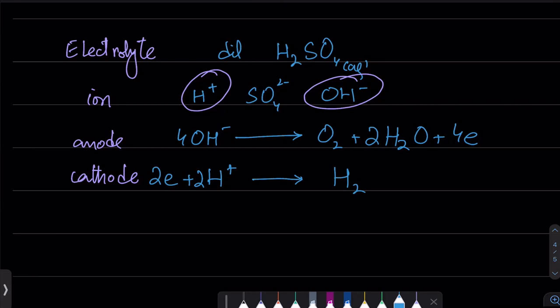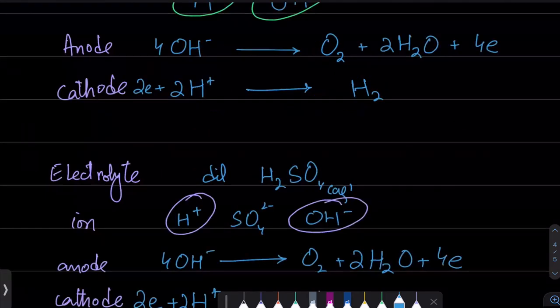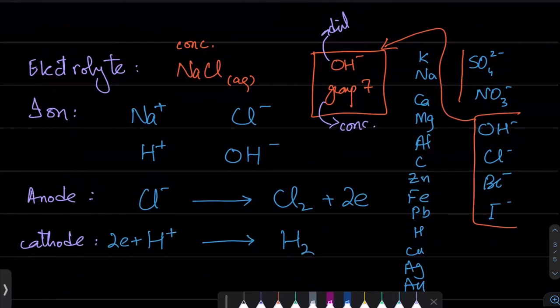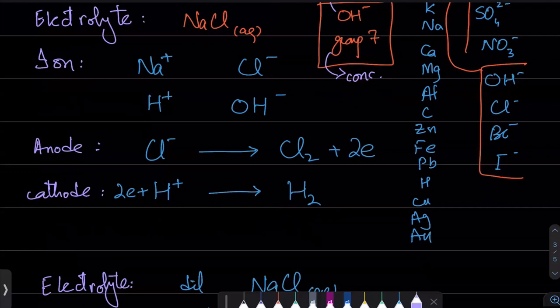Ek to hume pata lag gaya ki we are able to make these gases. We are able to get all of these products. Humne brine solution ki baat ki thi, concentrated sulfuric acid ki. Very useful reaction. Kyun? We are able to get chlorine. We are able to get hydrogen. And what do we get in the electrolyte? Like what is left over?